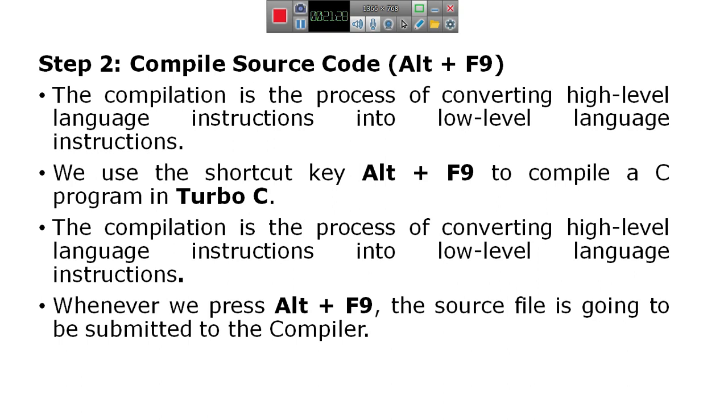Alt plus F9 is the shortcut key to compile source code into machine code.